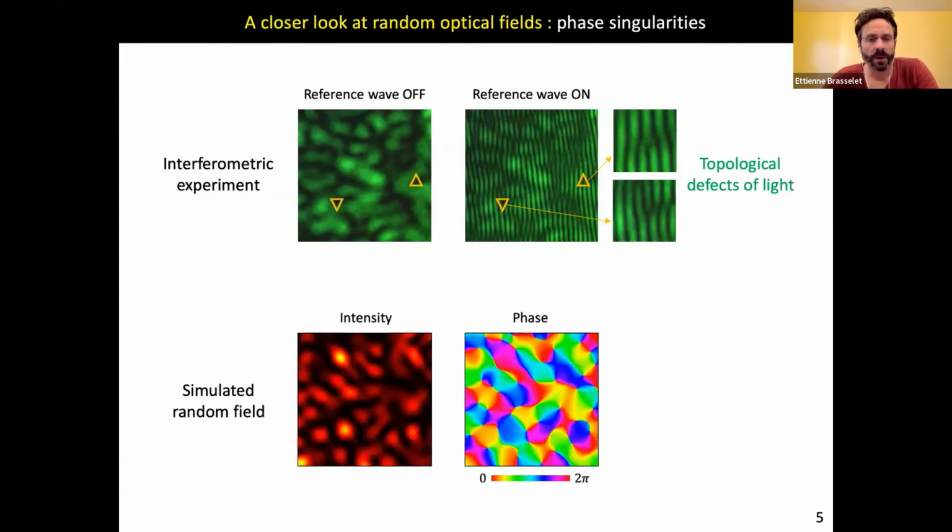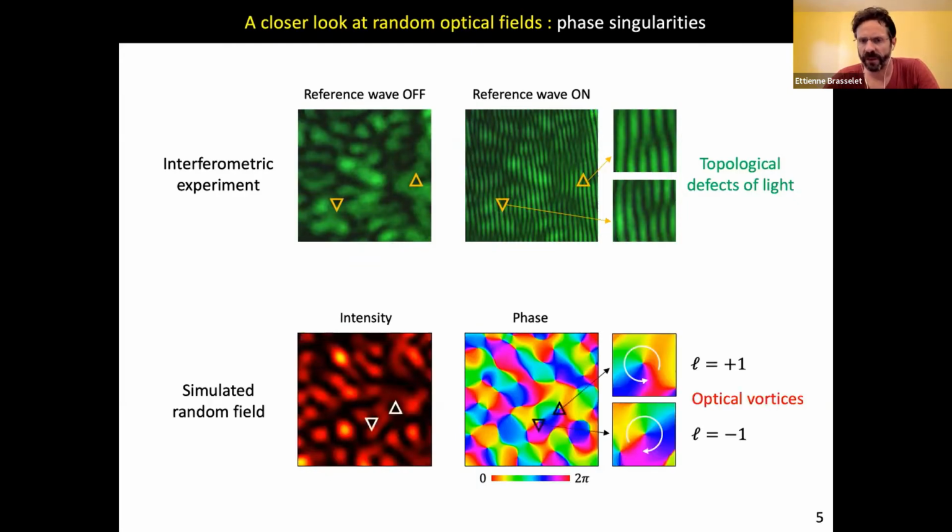And to get a more generic view about this, let's simply simulate a random field, taking a numerous number of random plane waves and look at the phase of them. And the phase here, as you can see, you can appreciate the existence of particular points where all colors meet. All colors means that all values of the phase are expressed at the same time at a given place. Of course, this corresponds to null intensity, because all phases at the same time means the phase is undefined, and this is a singularity for the phase field.